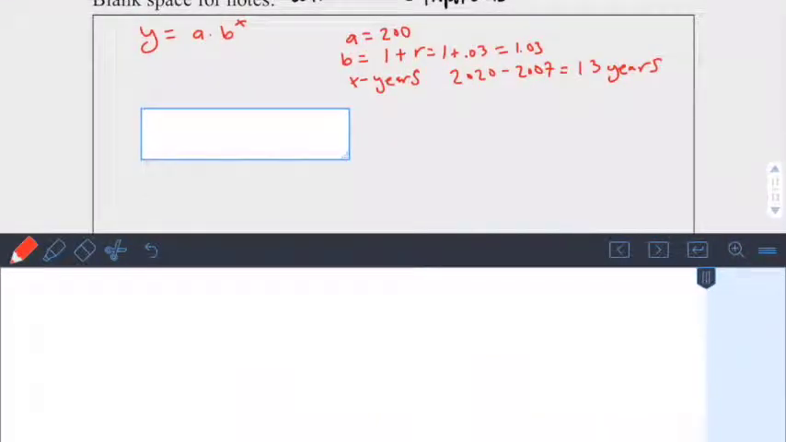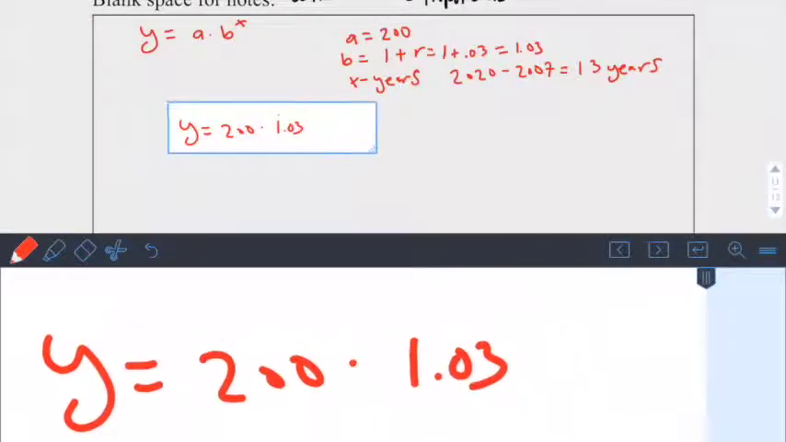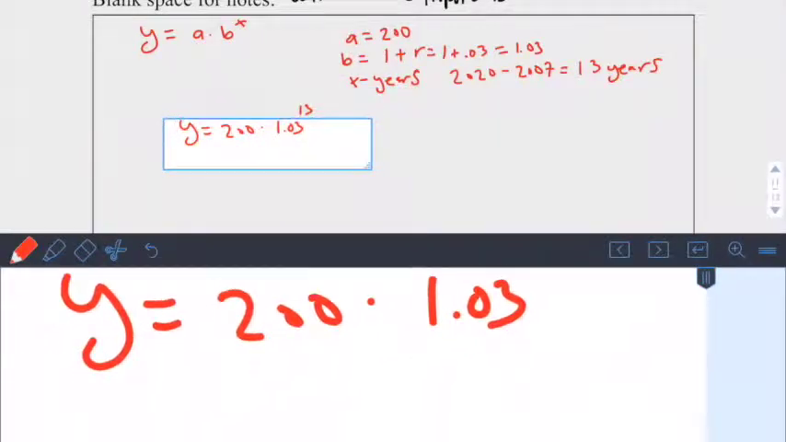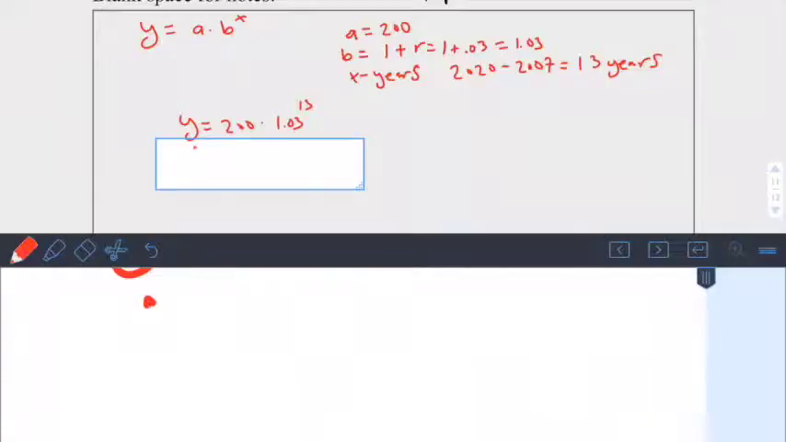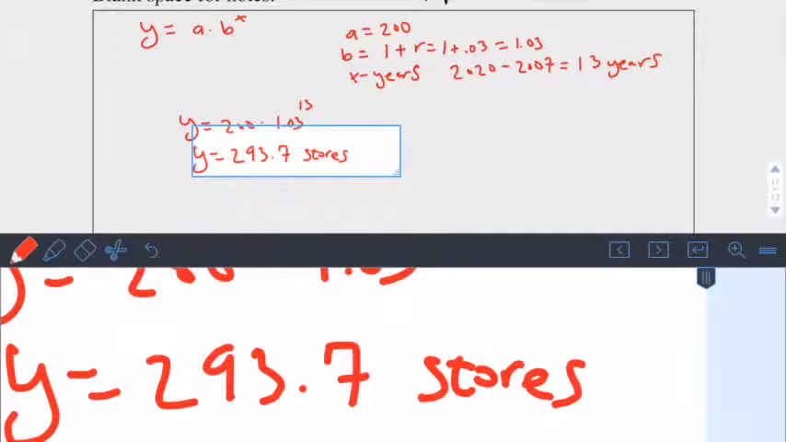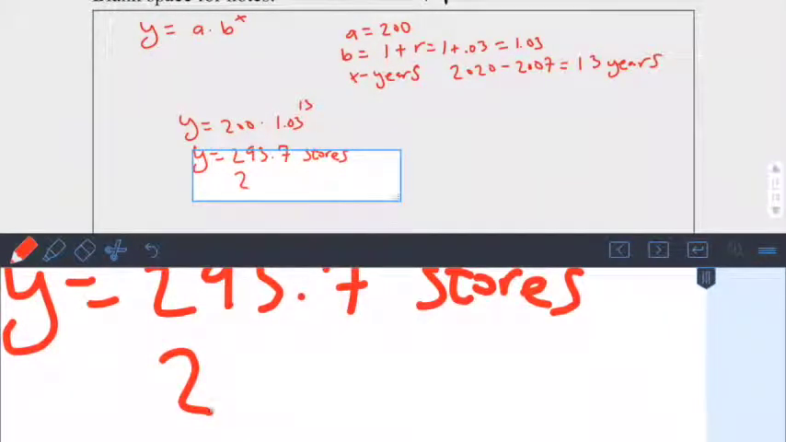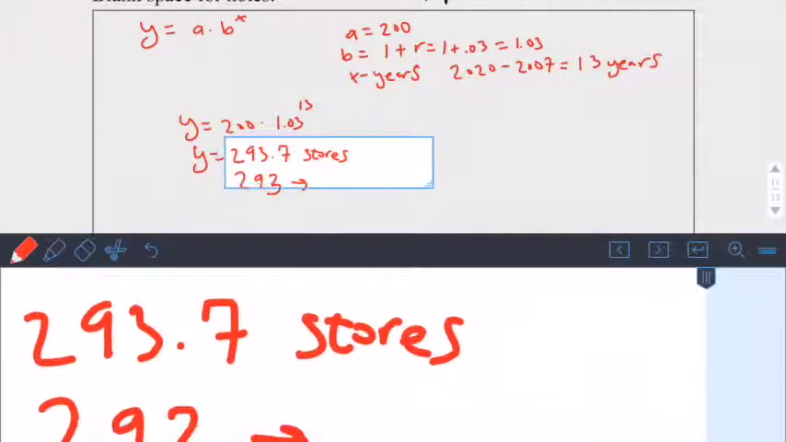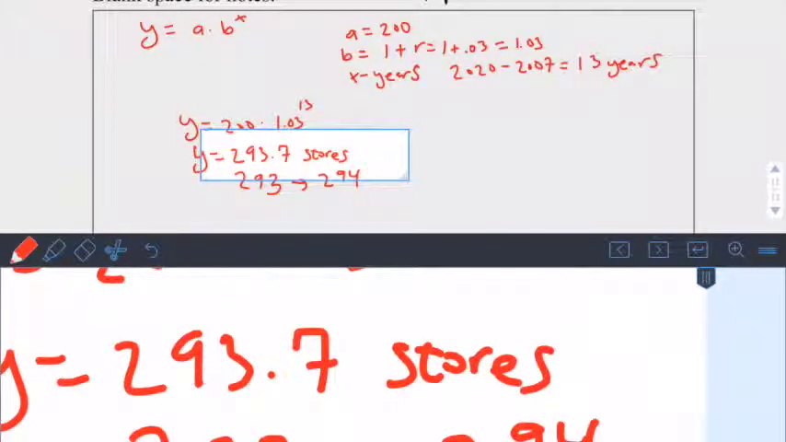So I'm going to use my equation, y equals 200 stores times 1.03 to the 13th. And I'm going to use my calculator. So we get 293.7 stores. And if we want to be conservative, we would round that to 293. But if we wanted to round officially like we would normally round, 294. Because we can't have 0.7 of a store.